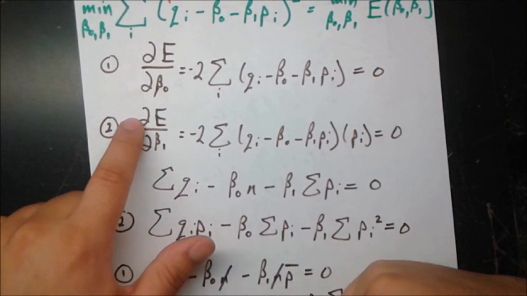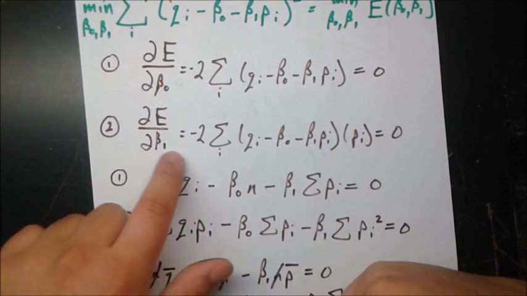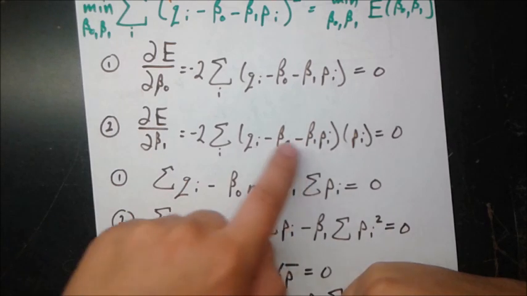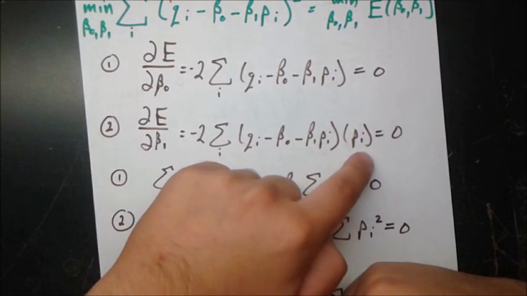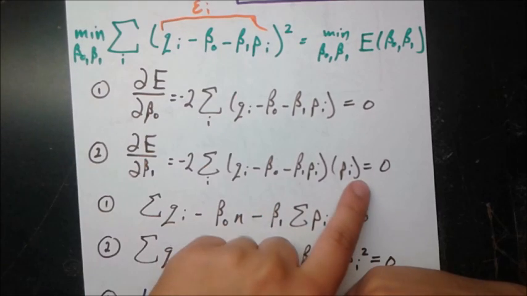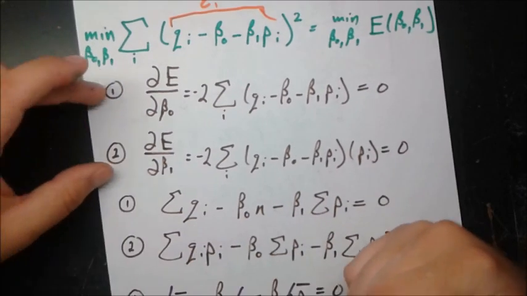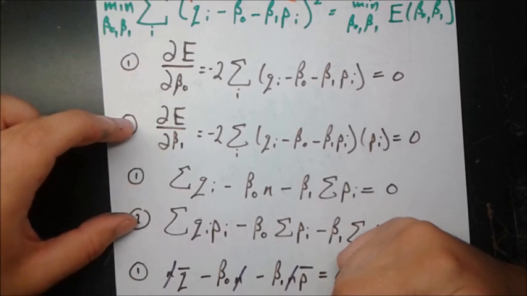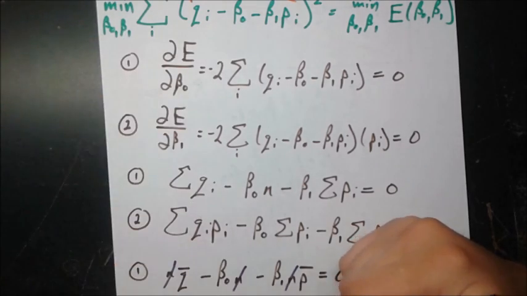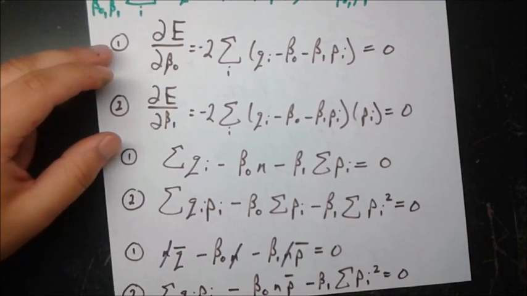And we take the partial derivative of E with respect to beta 1. We're again doing the same thing. It's pretty much the same, except we get this p sub i term because this was multiplied by p sub i. This has to be equal to 0. These are very important. I've labeled them 1 and 2 because we're going to keep track of the 1s matching up with the 1s, the 2s matching up with the 2s as we try to simplify. So now let's just track the 1s right now.